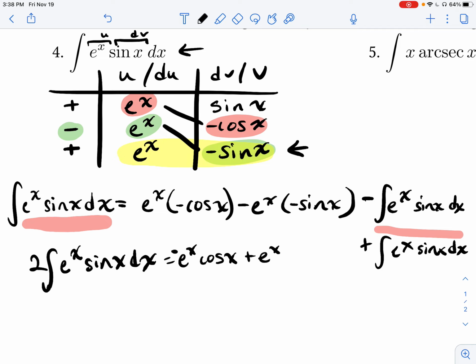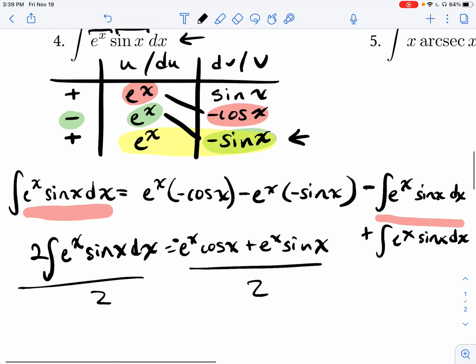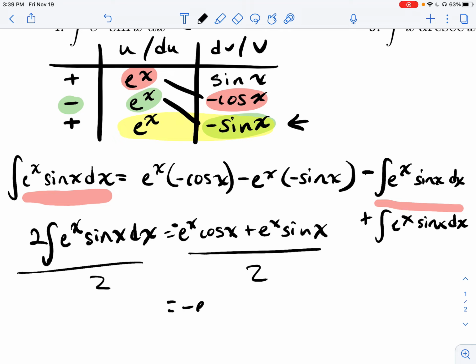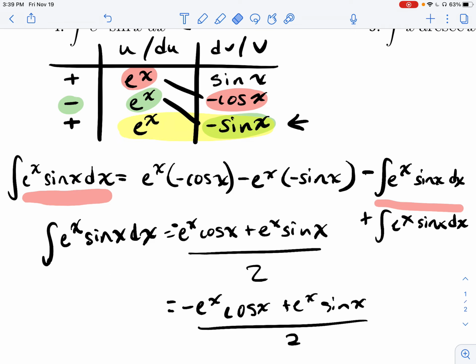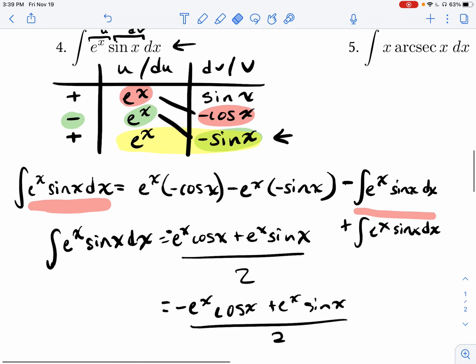Plus e to the x times sine x. And how do we get rid of that 2, or that constant of 2? Which is really just me asking, so what is the integral of e to the x times sine x? If I just divide everything by 2, I just get negative e to the x cosine x plus e to the x sine x, all of this over 2. And there it is. So that's kind of a nifty little algebraic tool there to see what would happen.